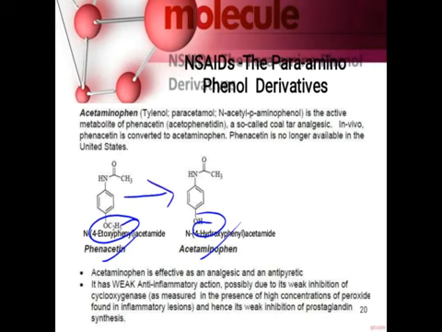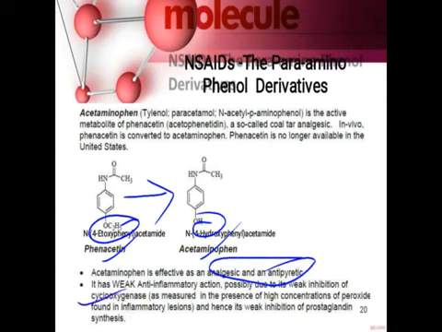So this phenacetin, when it undergoes metabolism, is converted into the drug paracetamol, that is acetaminophen. So in vivo, when phenacetin is given, it is converted into acetaminophen, that is the drug. Phenacetin is no longer available in the market. Then paracetamol is effective as an analgesic and antipyretic. It is not given as an anti-inflammatory drug.